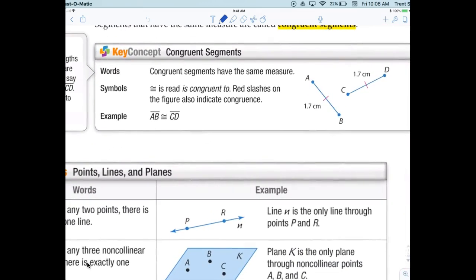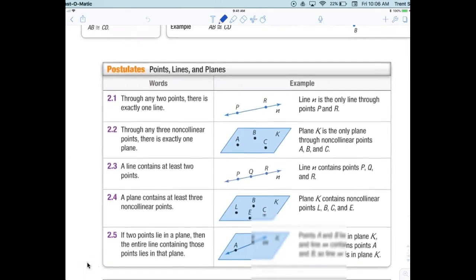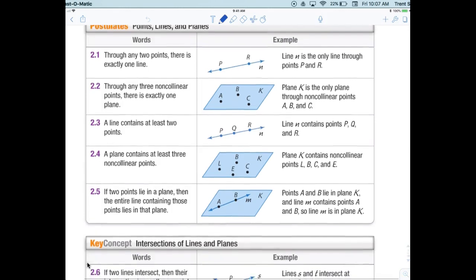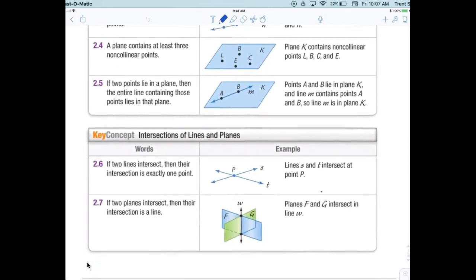Now, congruent segments have the same measure. There's your congruent symbol. I think yesterday we went through this. I just reposted that because I think that's kind of important if you're looking through things. Through any 2 points, there's exactly one line. Through any 3 non-collinear points, there's exactly one plane. A line contains at least 2 points. A plane contains at least 3 non-collinear points. And if 2 points lie in a plane, then the entire line containing those points lies in the plane.